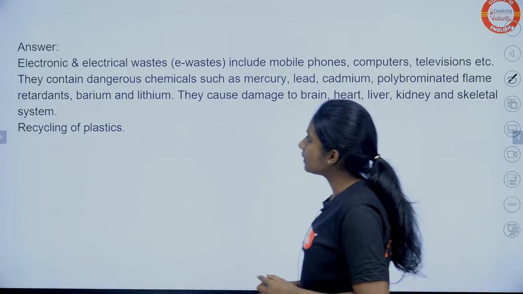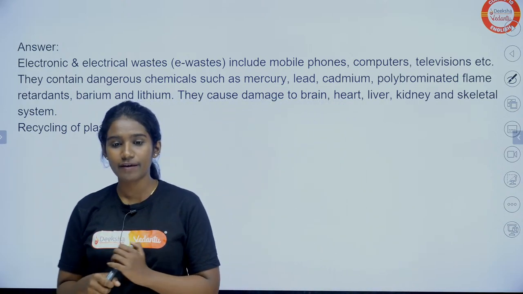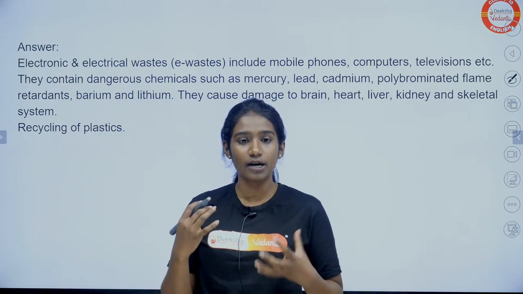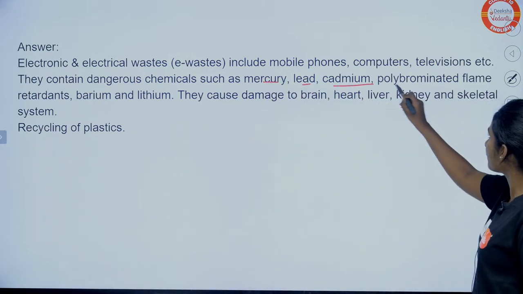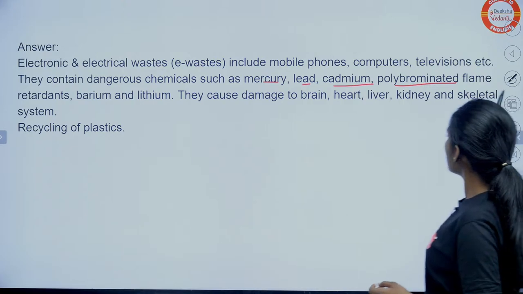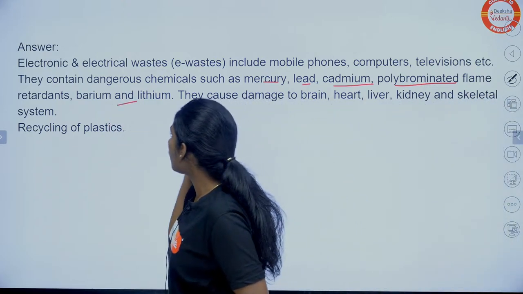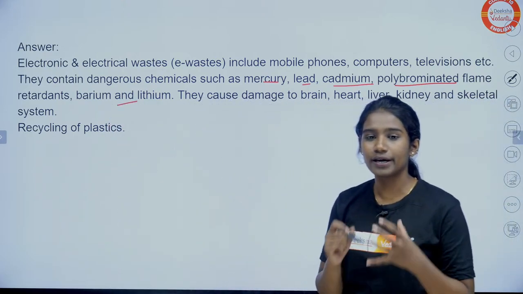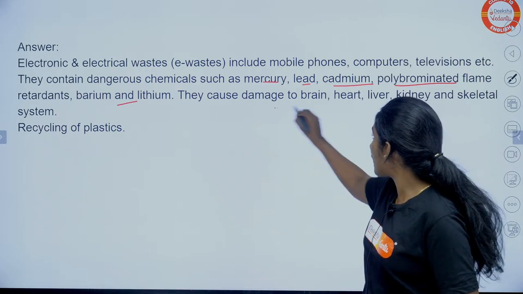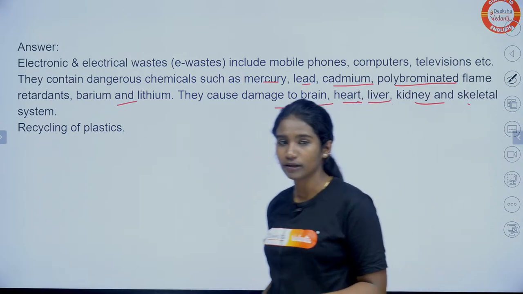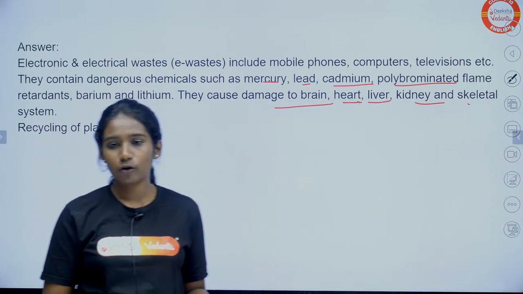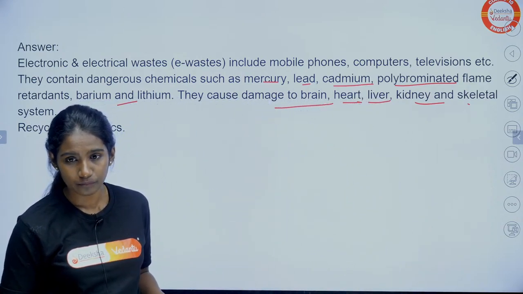So now, let's say electronic waste, e-waste, is very harmful because it has certain harmful chemicals, like mercury, lead, cadmium, polybrominated flame retardants, barium, lithium and all that, which is very harmful. So they cause damage to the brain, heart, liver, kidney, skeleton, system and all that. See, when you dispose of them, what if it gets mixed with the soil?